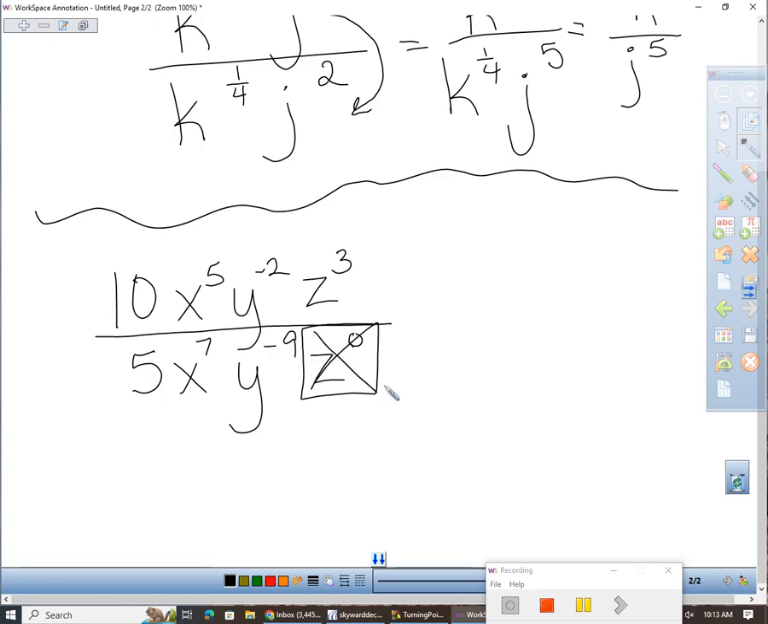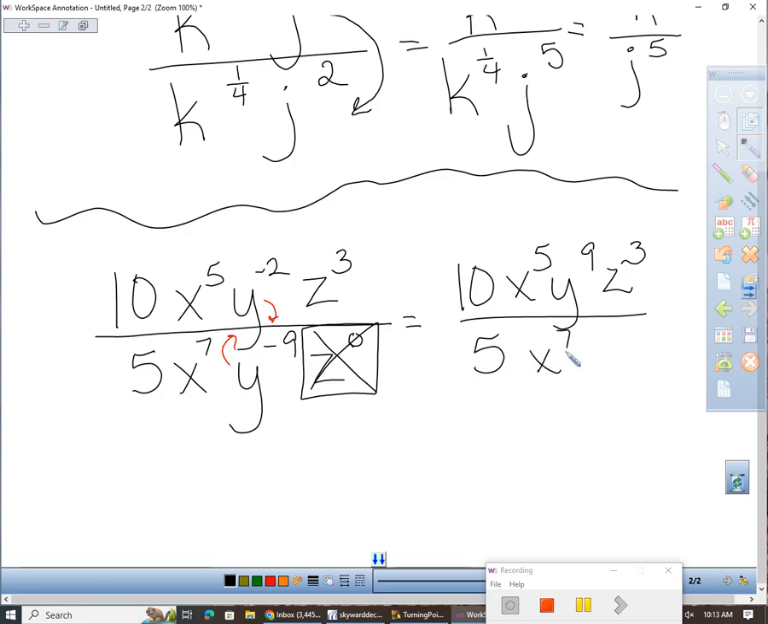Okay. Now what do we want to do next? Good. The negative exponents. So this one right here, this y to the -2 has to go to the bottom, and y to the negative 9 goes to the top. All right, so I have 10 x to the 5th, y to the 9th, z to the 3rd over 5 x to the 7th, y to the 2nd.